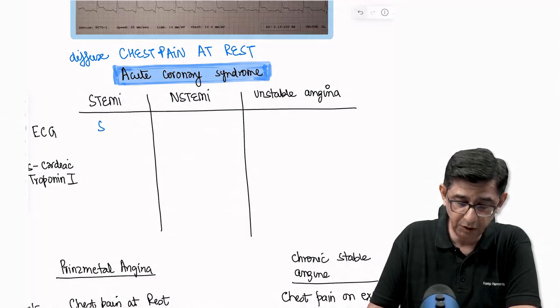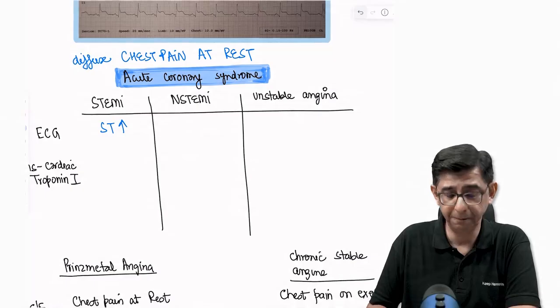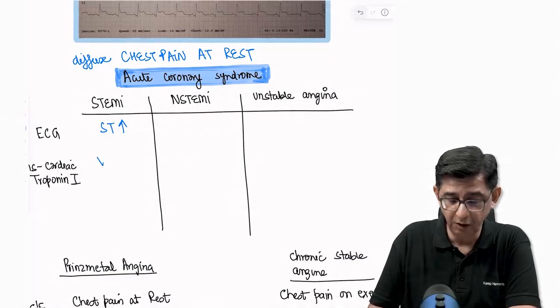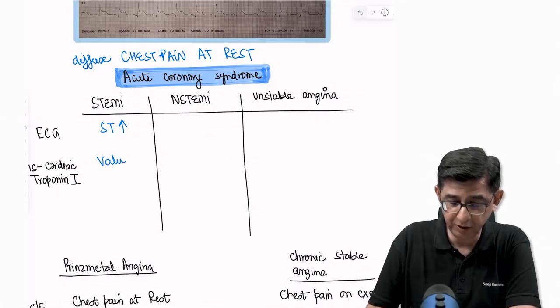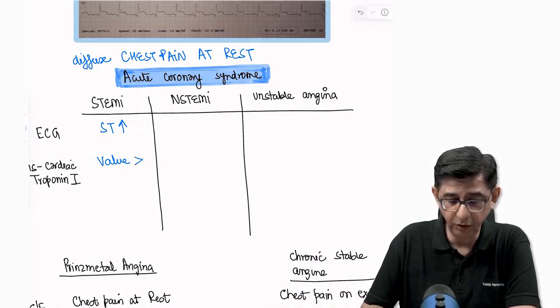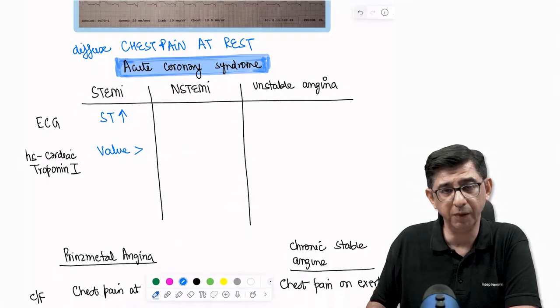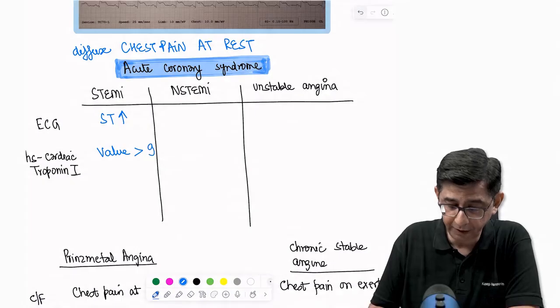If it is ST elevation MI, ST elevation will be there and biomarkers will show a gross elevation. Because it is myocardial infarction, how will the examiner write it? He will say value of troponin I or troponin T more than the 99th centile of the upper reference limit.